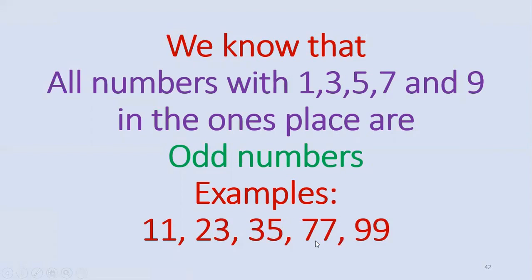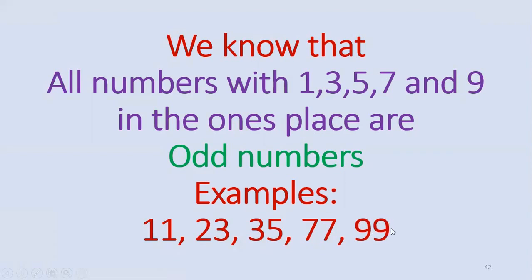Similarly, in the next example, number 77. Now in this, there are two numbers, 7 in the ones place and 7 in the tens place, but we have to only see the ones place. So it is 7, so it is an odd number. Let's move to the next number. It is 99. Again, we will see only the ones place and it is number 9. So it is also an odd number.